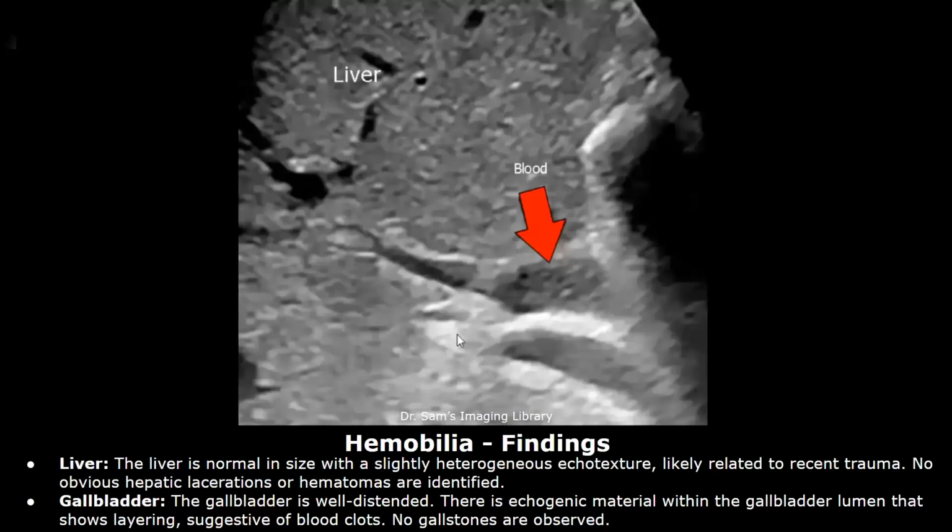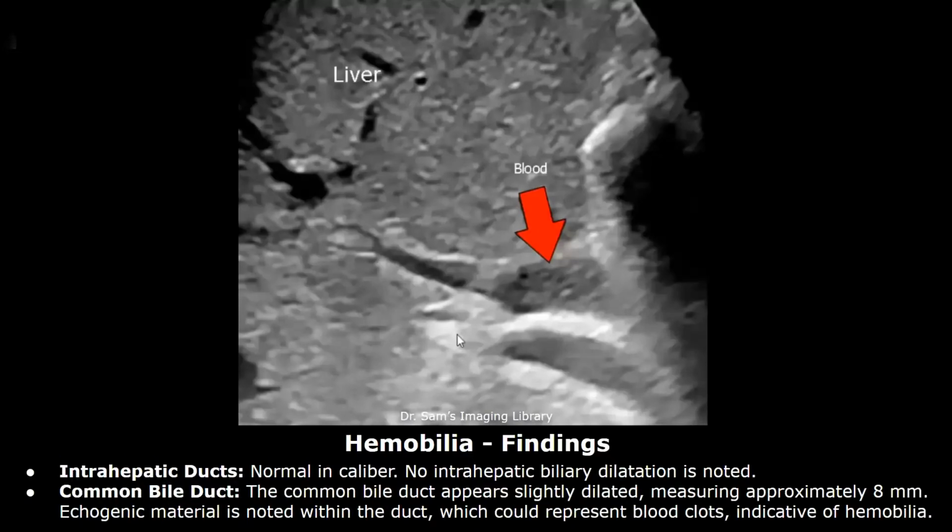The gallbladder is well distended. There is echogenic material within the gallbladder lumen that shows layering, suggestive of blood clots. No gallstones are observed. The intrahepatic ducts are normal. The common bile duct appears slightly dilated, measuring approximately 8 mm. Echogenic material is noted within the duct, which could represent blood clots, indicative of hemophilia.